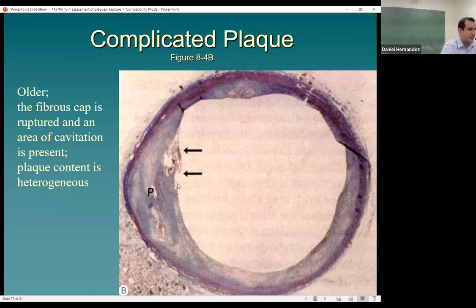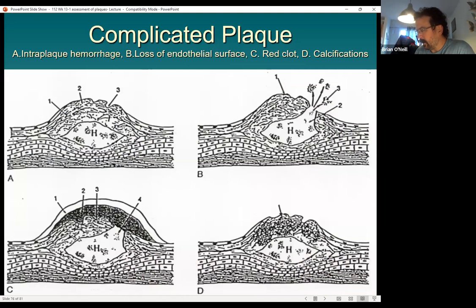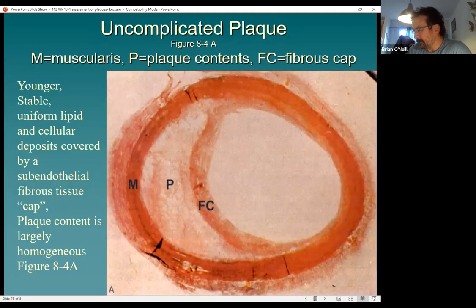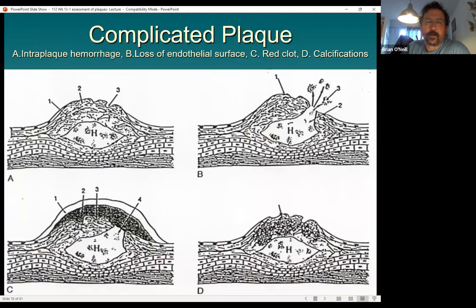These are, again, that complicated plaque. You see the area of hemorrhage within it, how it broke down. Even these areas look more heterogeneous. On the previous slide, complicated plaque, when it says red clot, did the original image have red on it, to say where the area is, what the clot was? Previous slide, this one. And where it says red clot, that area.